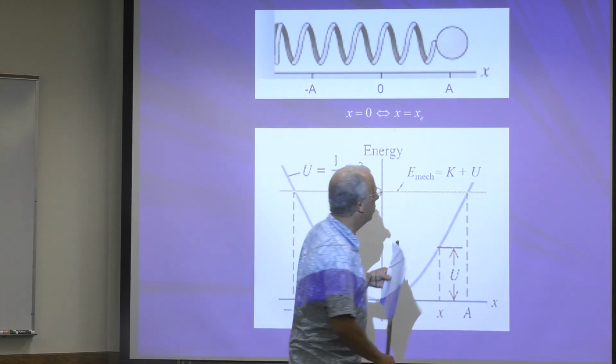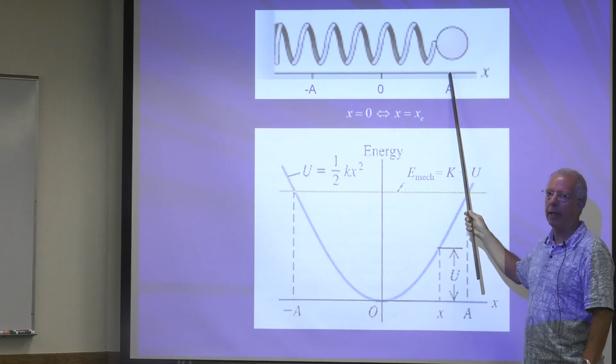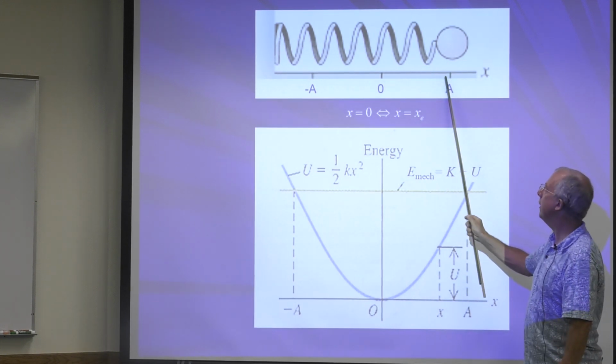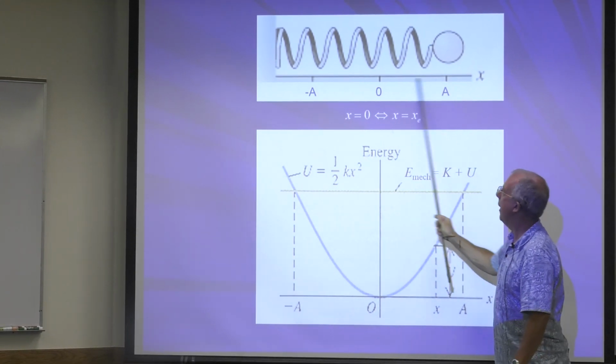So what we're going to always do, we're going to always pull it to x equals A. A stands for amplitude. We're going to pull it to x equals A, and what's it going to do? It's going to go back and forth, back and forth, back and forth, okay?